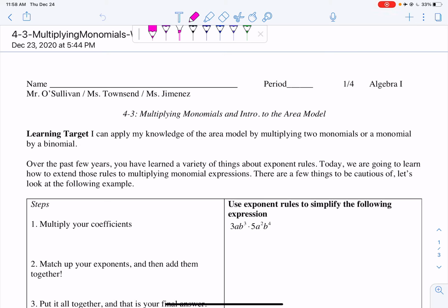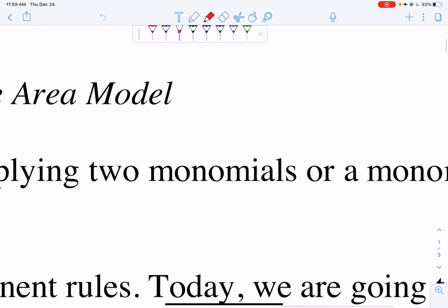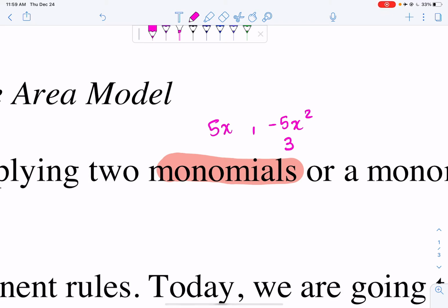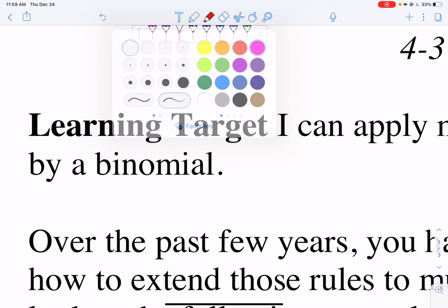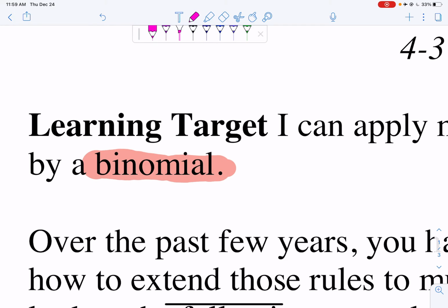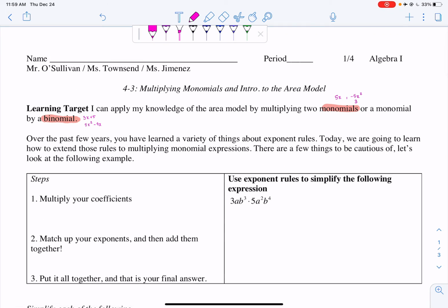So today's learning target is I can apply my knowledge of the area model by multiplying two monomials or a monomial by a binomial. So remember, a monomial is very special. It's just one term. So for instance, 5x is a monomial, negative 5x squared is a monomial. I could also say the number 3 is a monomial. A binomial is two terms that are separated by addition or subtraction. So I can say 3x plus 5 is a binomial. I can also say 5x squared minus 9x is a binomial. And those are the things we're going to be looking at today.